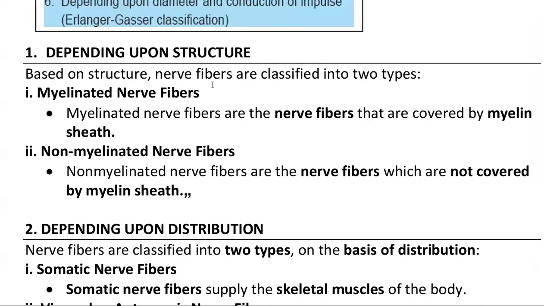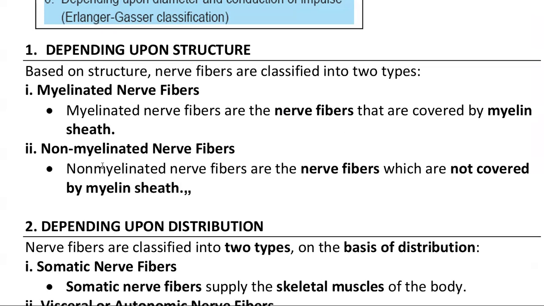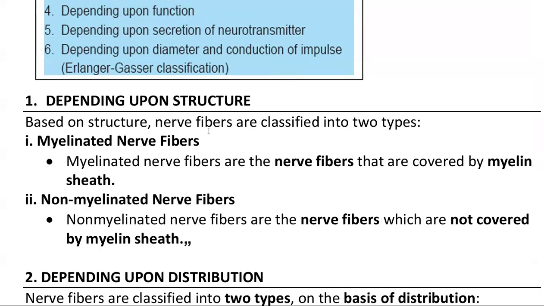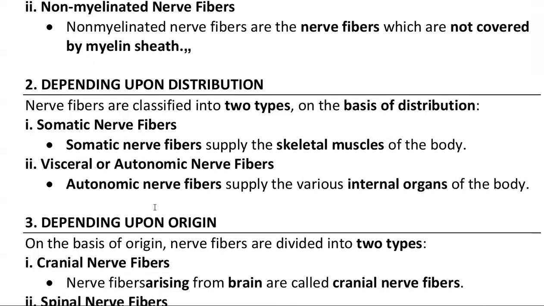Number one, depending upon structure. Based on structure, nerve fibers are classified into two types: myelinated nerve fiber and non-myelinated nerve fiber. Myelinated nerve fibers are the nerve fibers that are covered by myelin sheath. Non-myelinated nerve fibers are the nerve fibers which are not covered by myelin sheath.